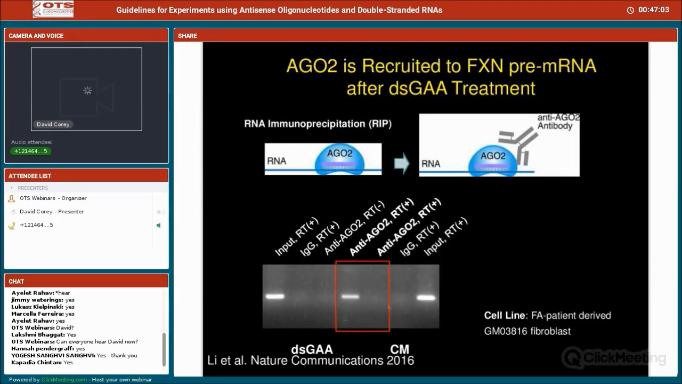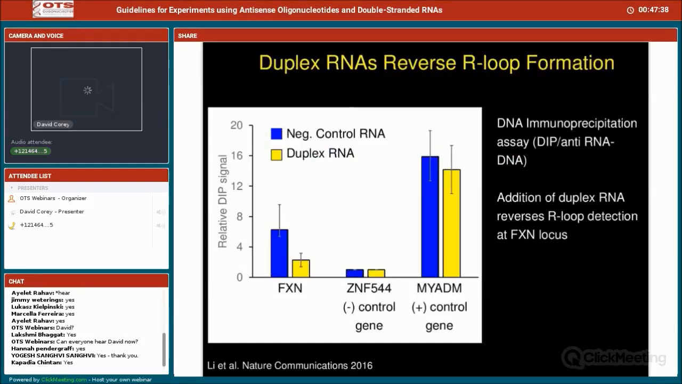When you're building a case for your mechanism, it's usually good to apply some mechanistic data. What I just showed you was that we were using double-stranded RNA. Double-stranded RNA associates with its target in complex with Argonaute protein. So in this particular case, one mechanistic experiment to do was RNA immunoprecipitation, showing that Argonaute 2 was recruited by the synthetic RNA to the intended target. And what you can see here is that the double-stranded RNA did in fact recruit Argonaute 2 to the target.